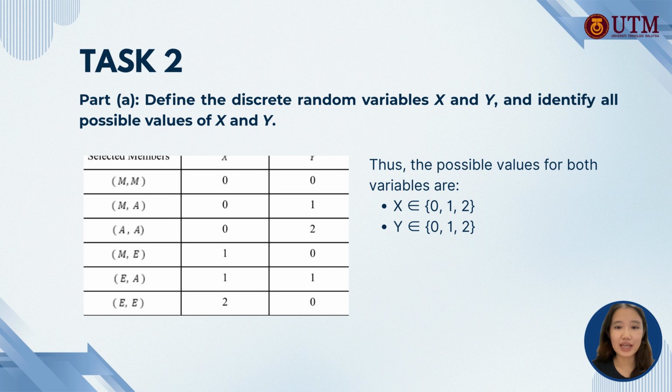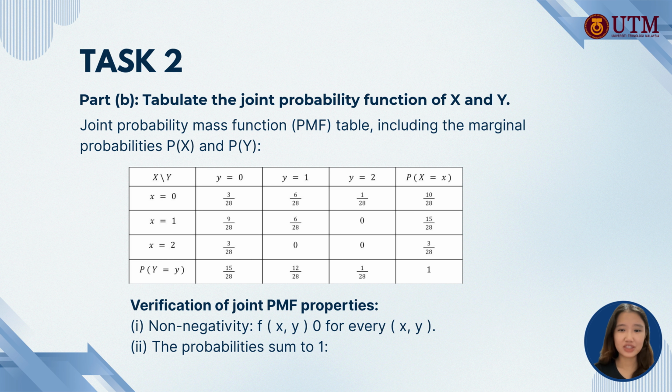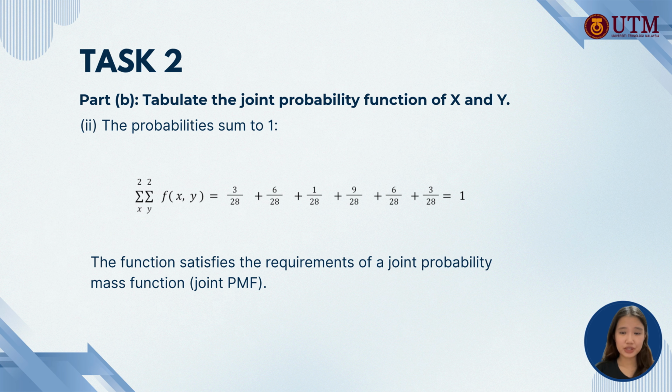Through this mapping, we identify that the possible values for both x and y are the set 0, 1, and 2. Based on the 28 total combinations possible when choosing 2 from 8, we tabulated the joint probability mass function. Each cell represents the probability of that specific intersection of x and y. We have also included the marginal probabilities, px and py, in the outer rows and columns, which we will use for our upcoming calculations.